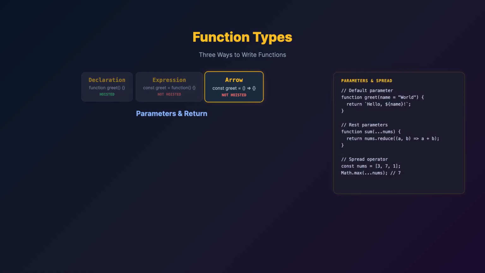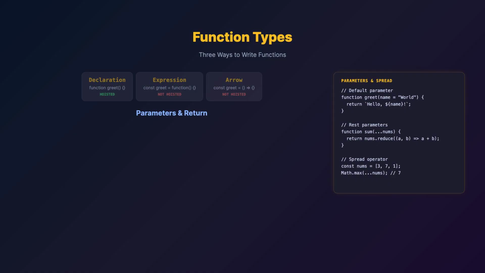Arrow functions are the modern syntax introduced in ES6. Const greet equals parentheses, arrow curly braces. Arrow functions are always expressions. They're never hoisted. If the body is a single expression, you can skip the curly braces. Const double equals x arrow x times 2, clean and concise. Arrow functions also don't have their own this binding. They inherit this from the surrounding scope. We'll cover that later.